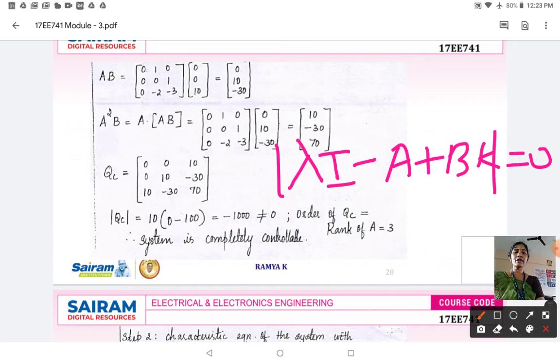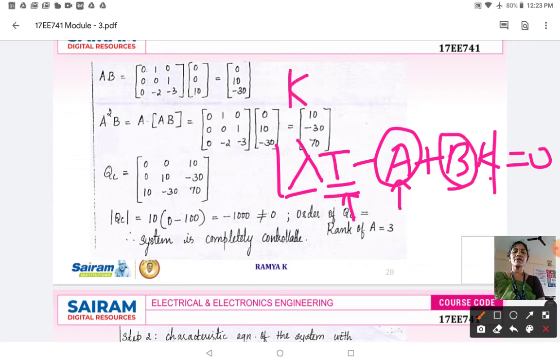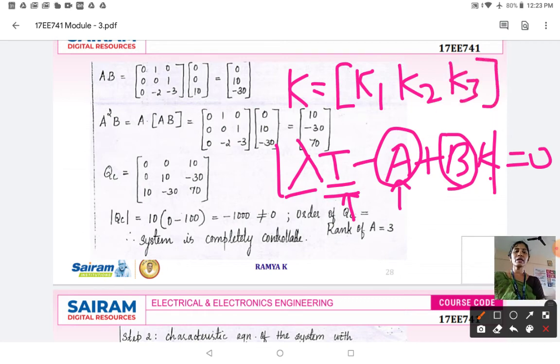So we know the value of lambda I. I is your identity matrix whose order is equal to the order of the matrix A. Matrix A is identified in the problem, and B is also available in the problem. K is nothing but the state feedback gain. Here 3 state variables are there, so we need to have 3 gains, that is K1, K2, K3. So however many state variables are available, those many gain terms will be available here also.